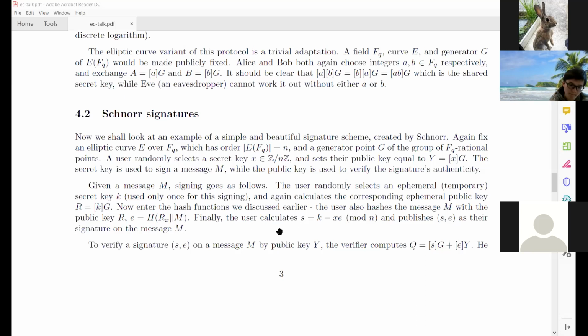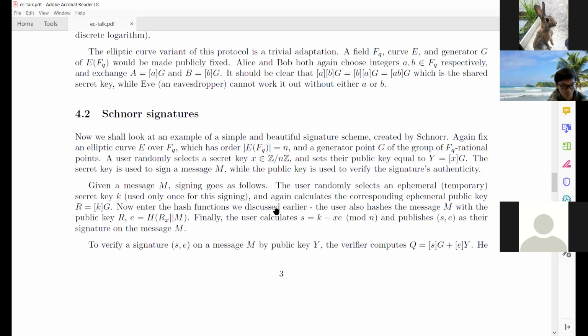And then we just work out this equation here: our temporary secret key K minus our fixed secret key X times this hash, working modulo N, and we get S out. S together with E is our signature, this pair of numbers.